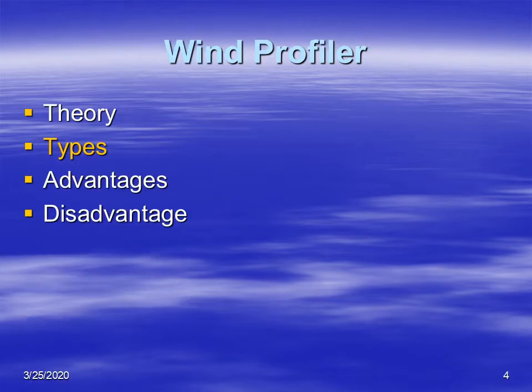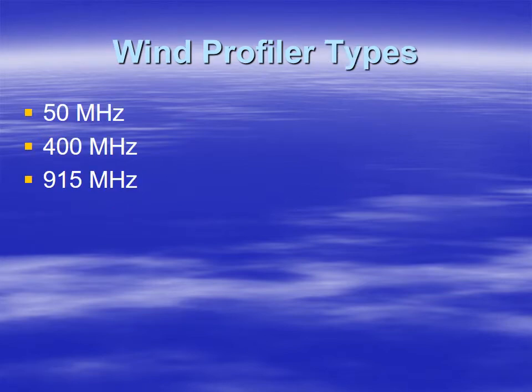There's another video out there, another lecture on the theory behind wind profilers, kind of a general theory. Right now we're going to talk about the different types of wind profilers that are available. Wind profilers can be broken down according to the frequency or wavelength at which they operate. You can see that there's a 50 megahertz, a 400 megahertz, and a 915.